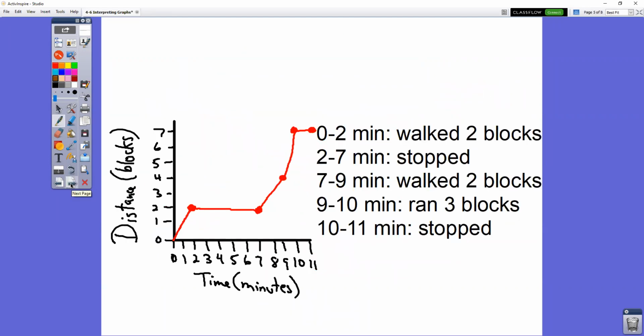Now, this next example is super important. So please make sure that you're paying attention. This is a very typical state test question. What we're talking about here is an 11-minute little walk. There's a story that goes along with this. So we have time across the bottom and we have distance up along the side. So it's a story about a little boy.